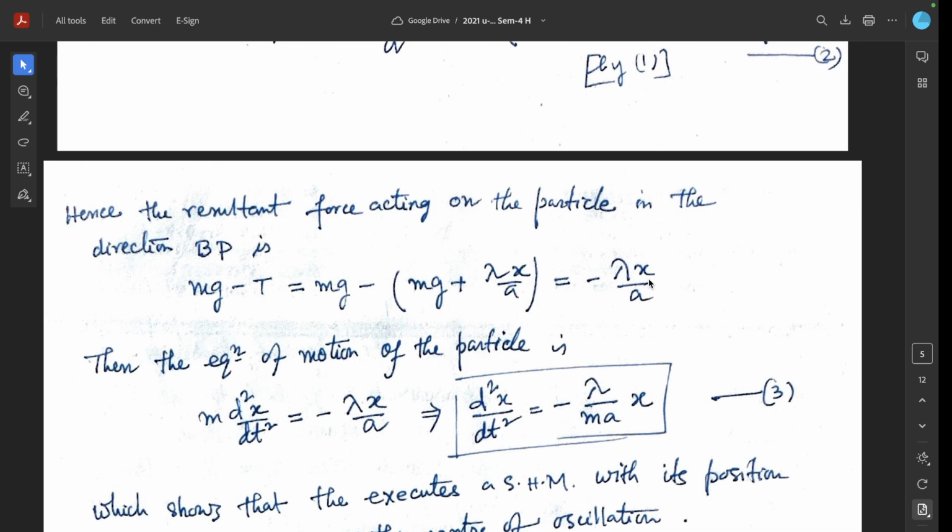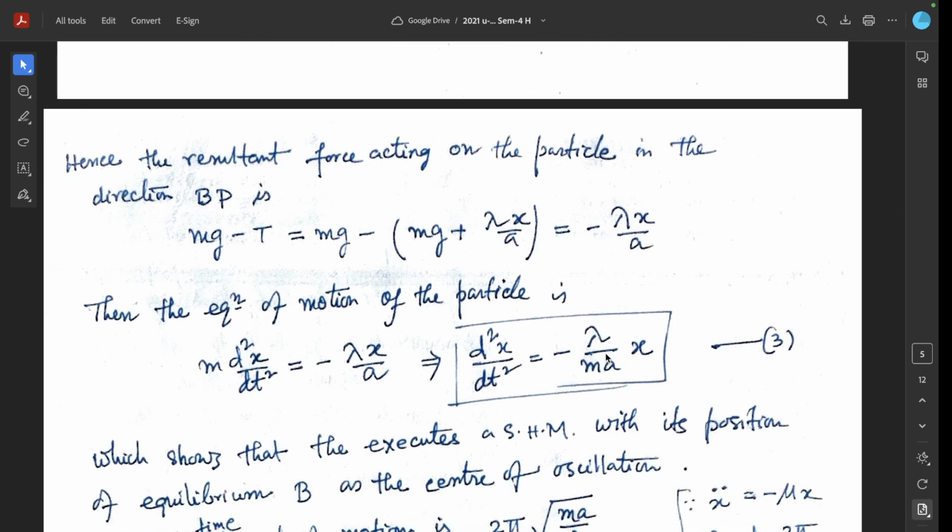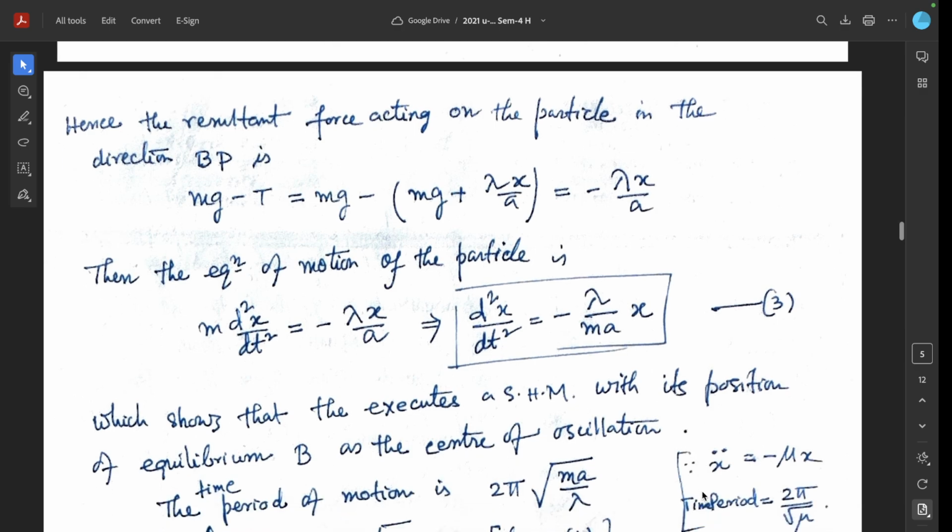So we get the second order differential equation. Here lambda, m, a are all positive quantities. So d²x/dt² equals minus (lambda/ma) x, equation 3, which shows that this particle executes simple harmonic motion vertically with its position of equilibrium B as the center of oscillation.